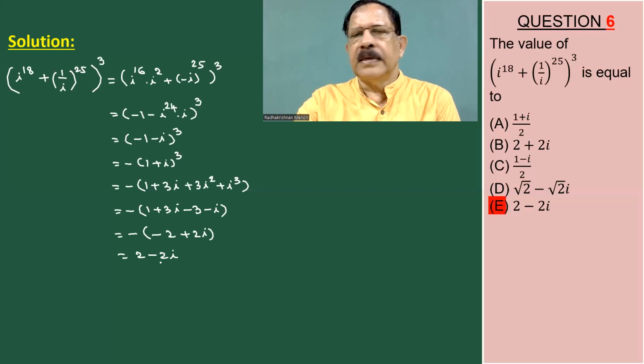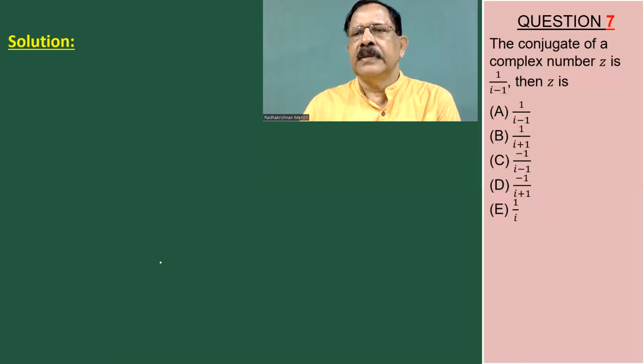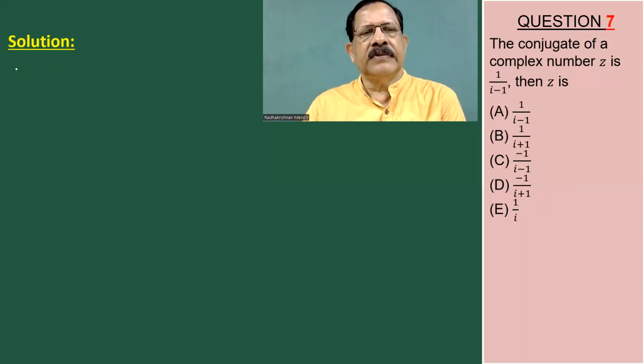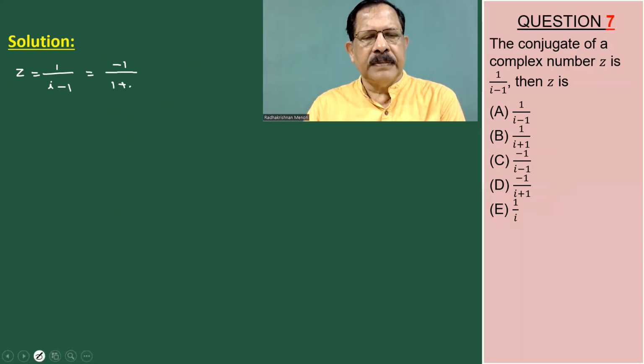Now question number 7. The conjugate of 1 by i minus z is equal to 1 by i minus. So let us write the denominator in the standard form. So it is minus 1 divided by 1 minus i.